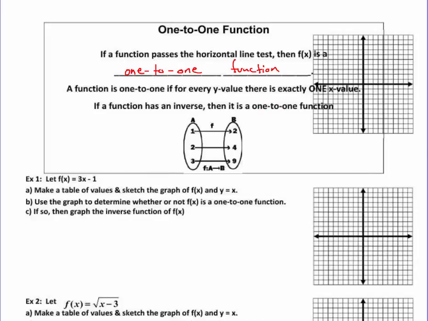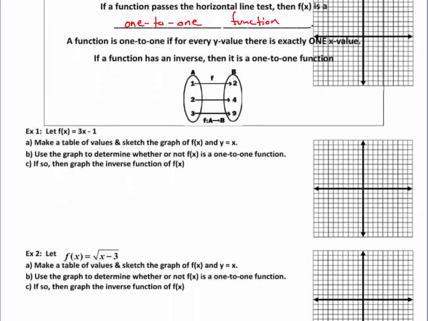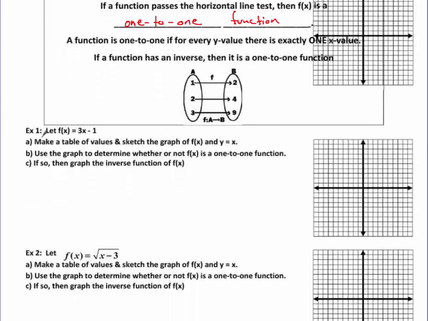So let's take a look at some inverses and how they work. Example 1, let f of x equal 3x minus 1. We're going to do part A, which says make a table of values, sketch the graph of f of x and y equals x. So first let's do our table of values. Now we've been making x, y tables, so we're going to make an x, f of x table. Same thing, just going to start calling it f of x more often than y.